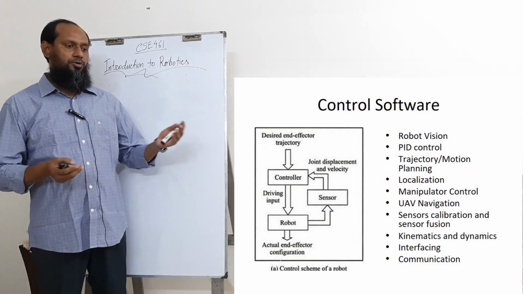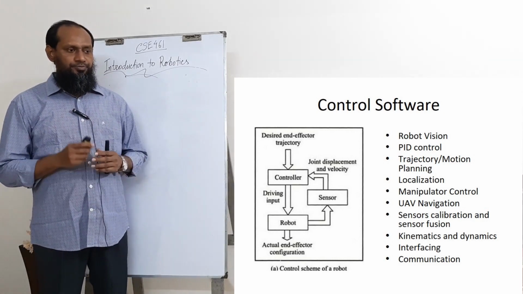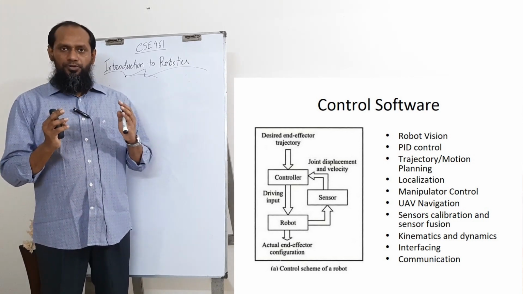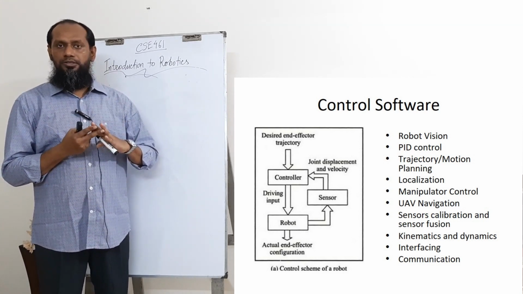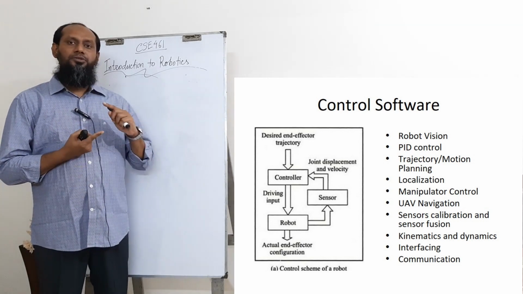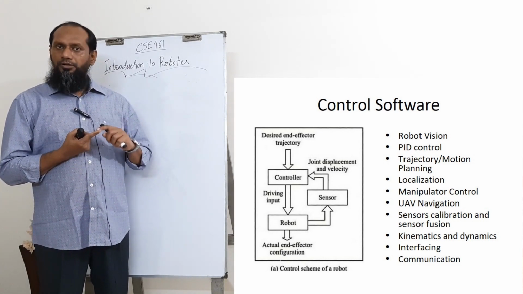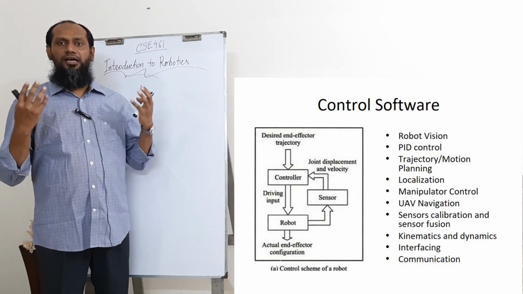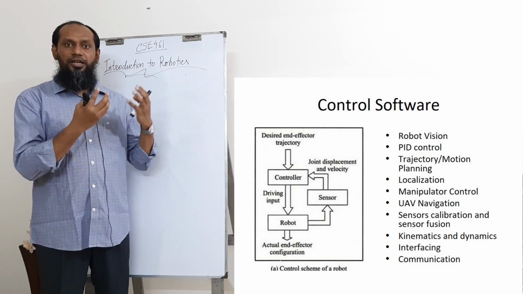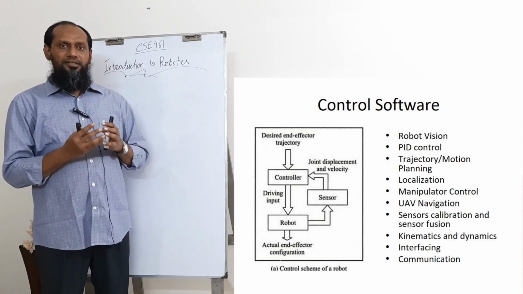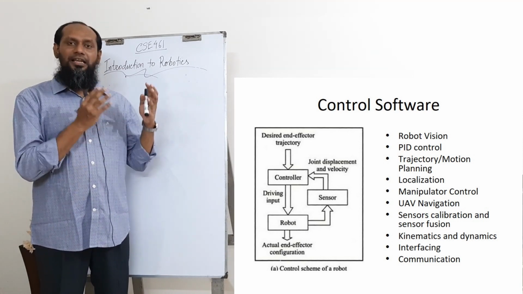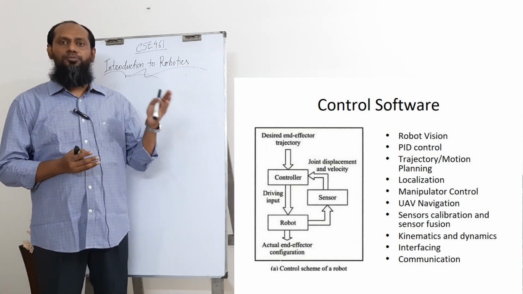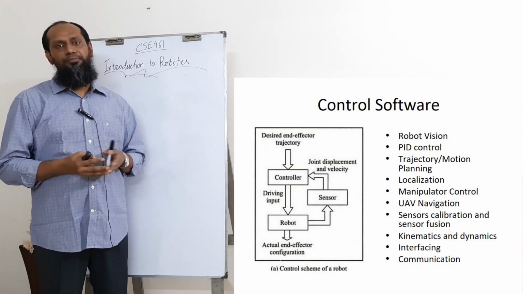Now we'll be discussing control subsystems. When we talk about control subsystems, we have to talk about two things: one is hardware, and one is software. Hardware is for running the program or the algorithm, and software itself is an algorithm or program. Here we can see what kind of control program or control software can be inside a robot.